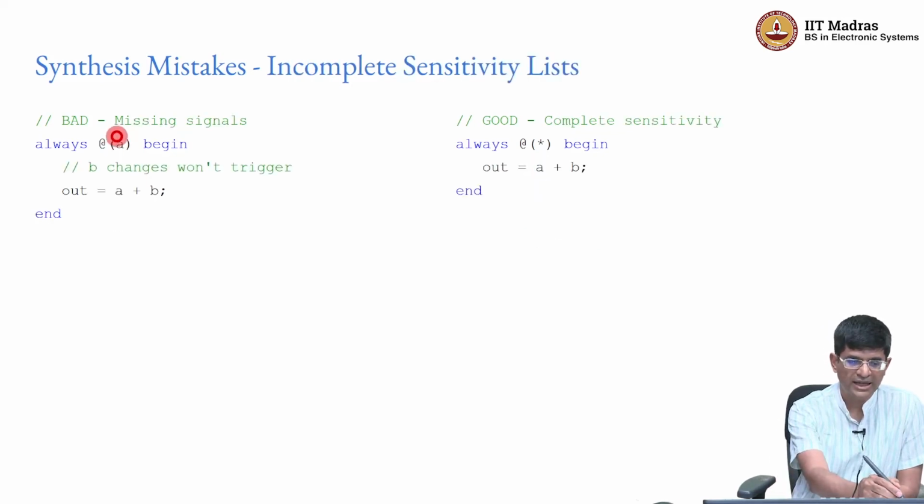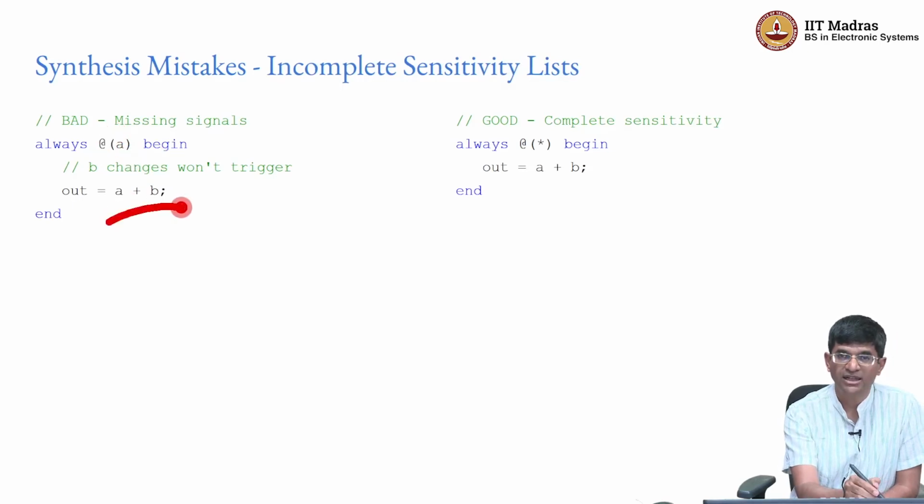Same way, I have missing signals in my sensitivity list. We have been over this before. This will essentially end up in something like a latch. The easy solution for that is don't even do that, either use always comb or always at star.